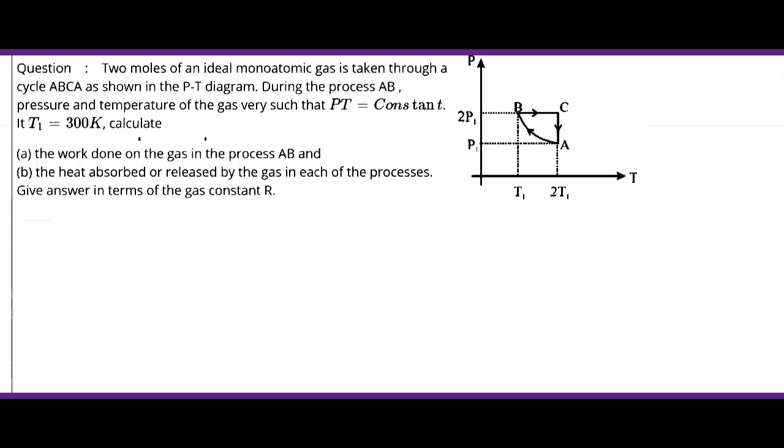Okay. So at first we will talk about the process AB. If we talk about the process AB in the diagram given in the question, we know very well that PT is equal to constant, that is given in the question.